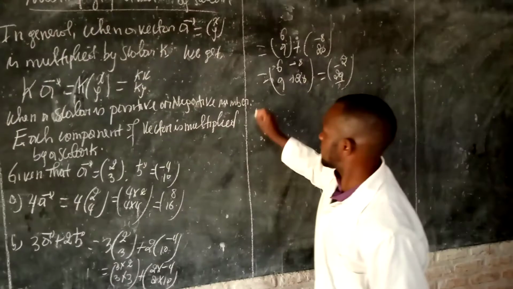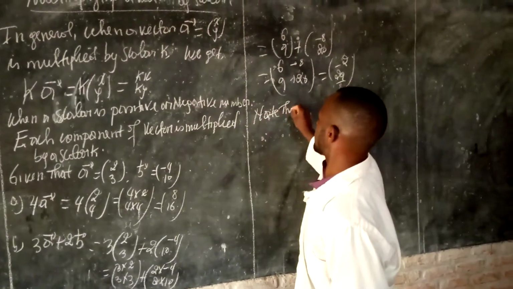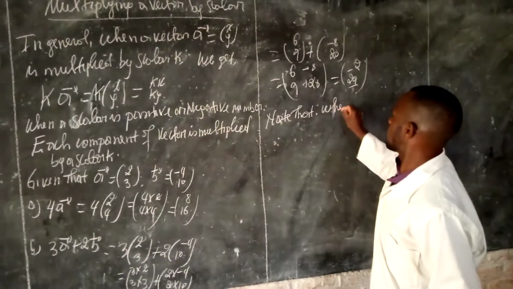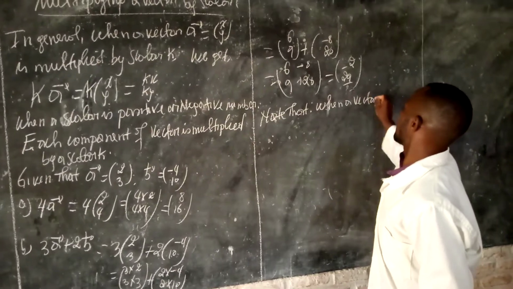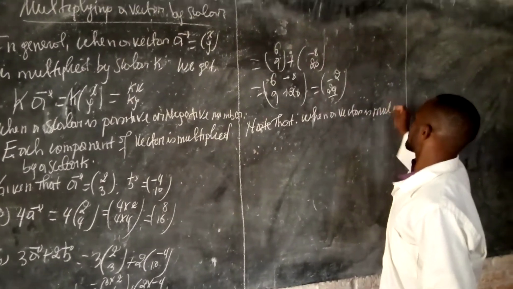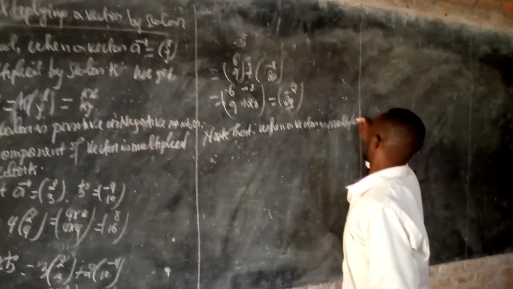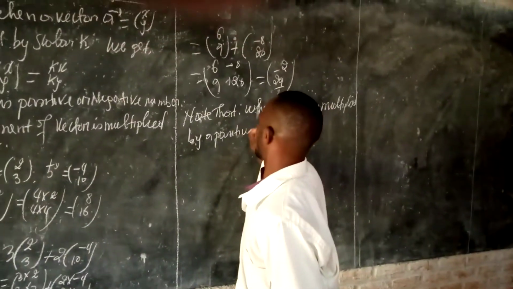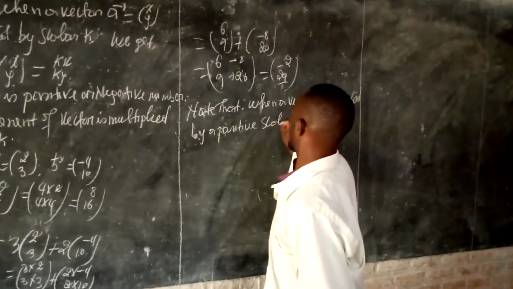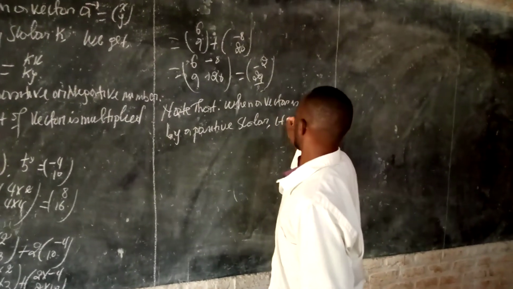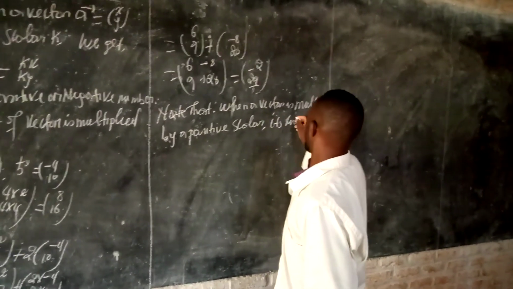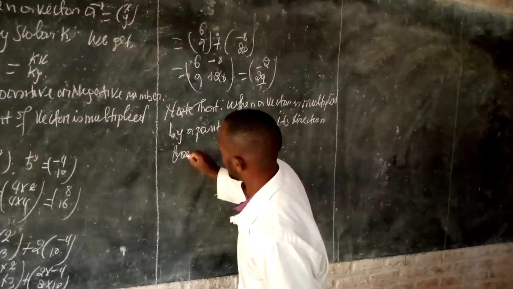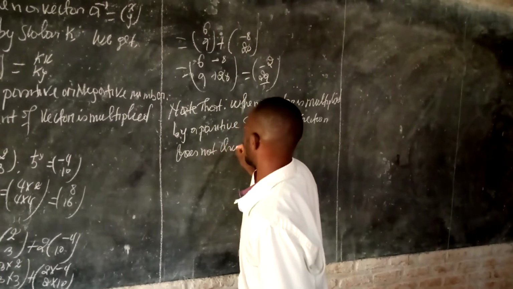So now, note that when a vector is multiplied by a positive scalar, its direction does not change.